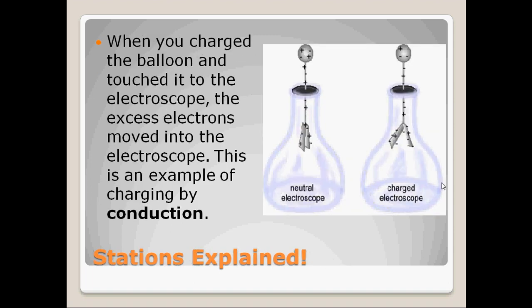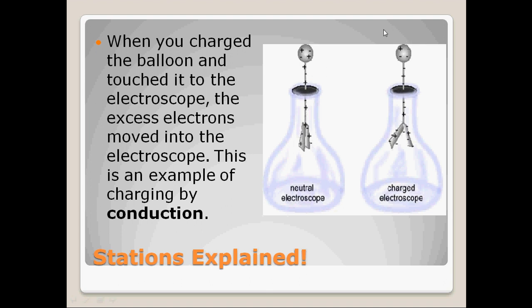Okay. So first of all, charging by conduction. An example of that would be when you charged the balloon against your hair and then touched it to the knob of the electroscope, that funny little device that had a knob at the top and the two metal leaves at the bottom. So our electroscope starts out like this. We've got our protons and our electrons pretty evenly distributed over the entire electroscope.